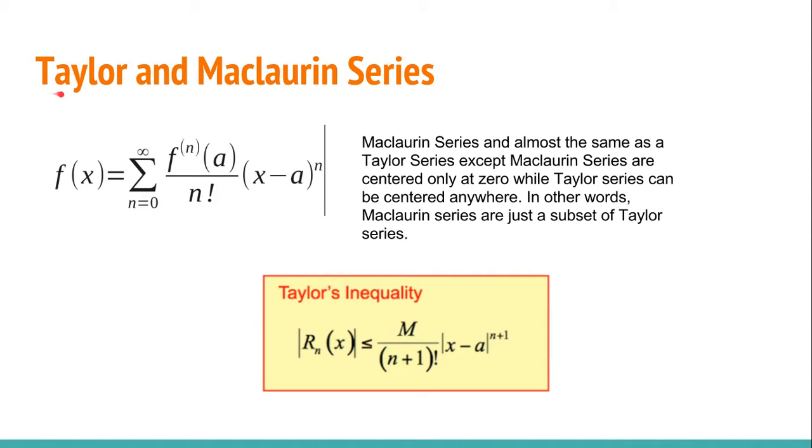All right, now on to Taylor and Maclaurin series. In this formula, f^(n)(a) is the nth derivative of the function f at a, a being the center. A Maclaurin series is essentially just a version of the Taylor series, except your a value in a Maclaurin series is always going to be 0.